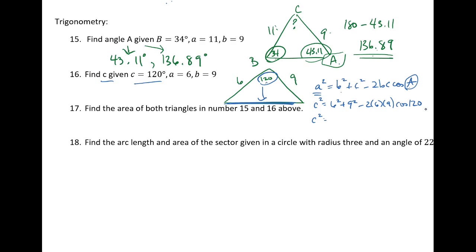Minus 2 times 6 times 9 times the cosine of 120. And I'm going to get 171. So 171 is really big, right? Well, that's because I haven't taken the square root yet. That's a really pretty number there: 13.08. Alright, so that's how you do a law of cosines.